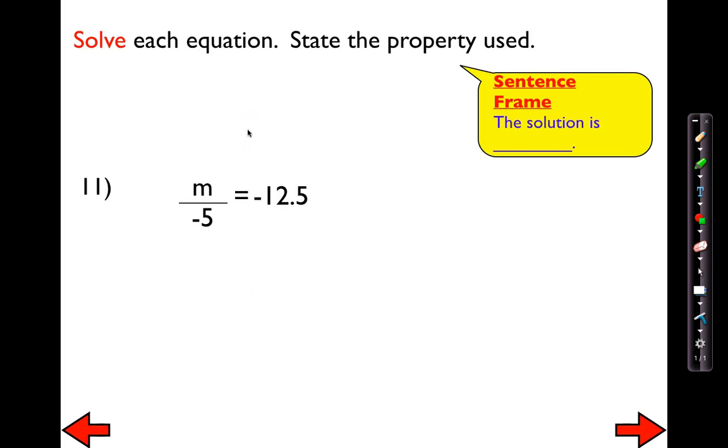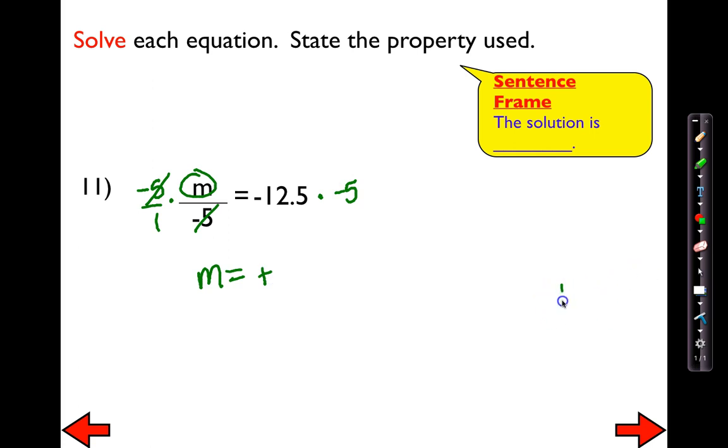So for number 11, same idea. Let's go ahead and do this one together. I'm trying to isolate m. This means m divided by negative 5. So the inverse of dividing by negative 5 would be to multiply both sides by negative 5. So here you're going to cross cancel, leaving us with just m over 1, which is m. Here a negative times a negative is a positive.